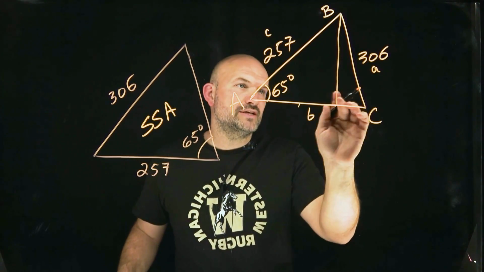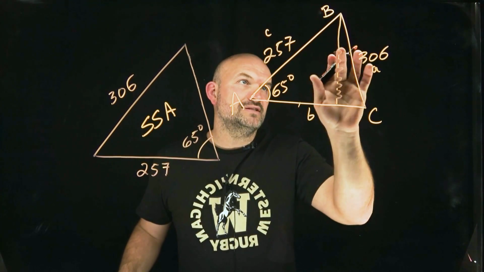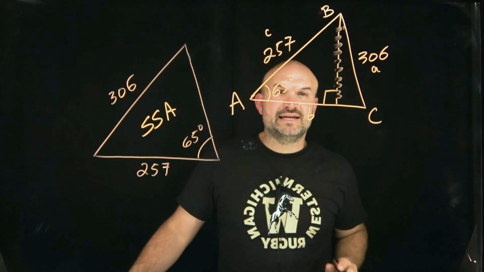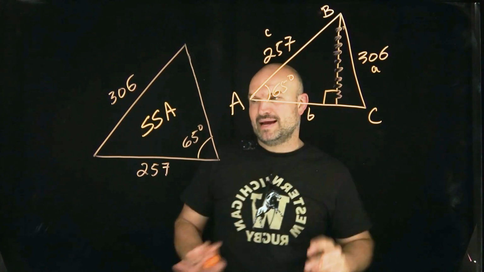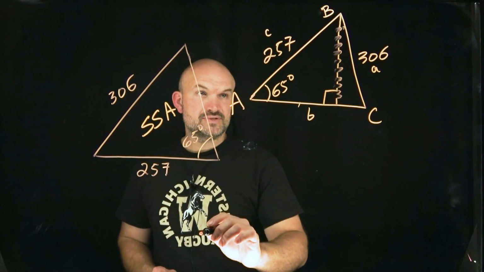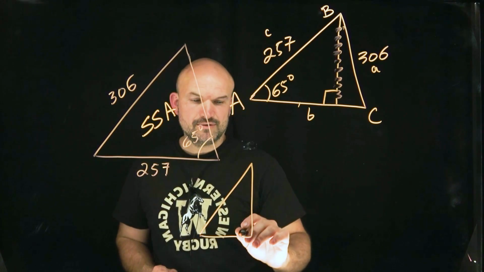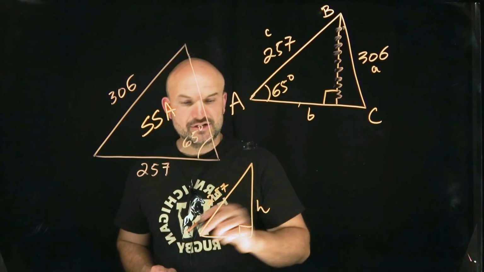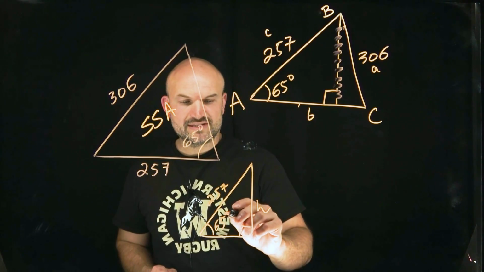Now, for the height, we can draw a nice little dotted line here. That is going to be a right angle. So technically what we have here is a little right triangle. Let's go ahead and redraw that right triangle. We're going to call that the height. We know here the 257 is the hypotenuse, and therefore we have 65 degrees.